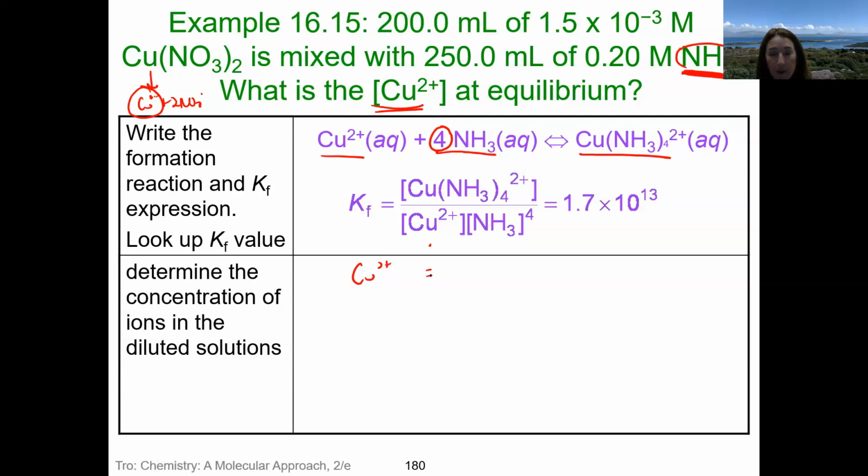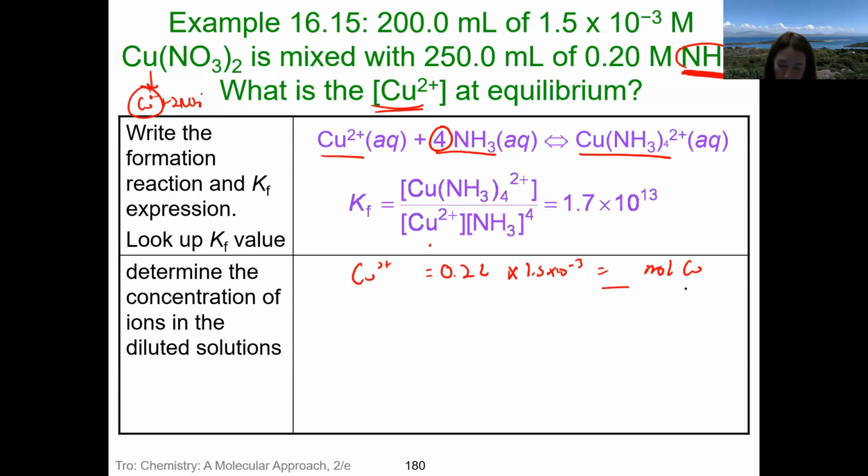I'm going to do this one fast. I'm going to do this one slower, and then I'm going to do ammonia quicker. So we get molarity times liters: 0.2 times 1.5 times 10 to the negative 3 equals our moles of copper.